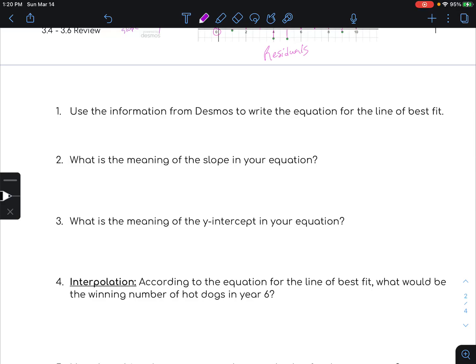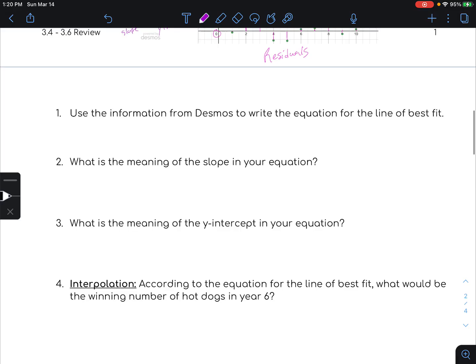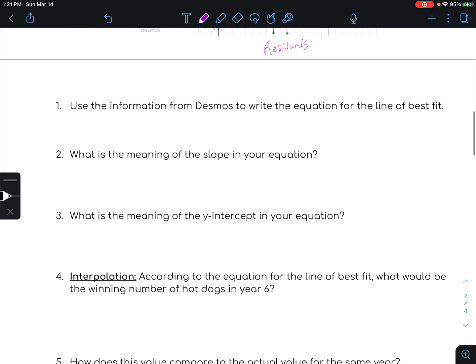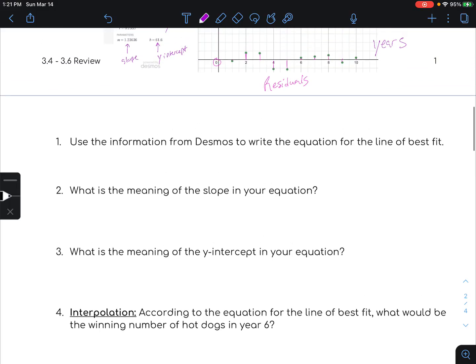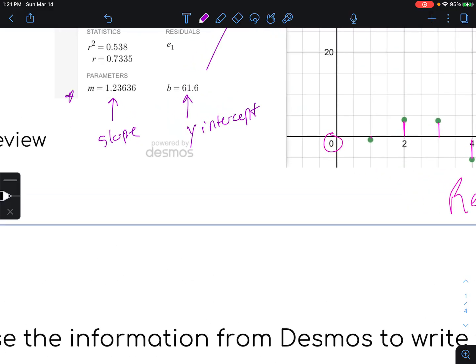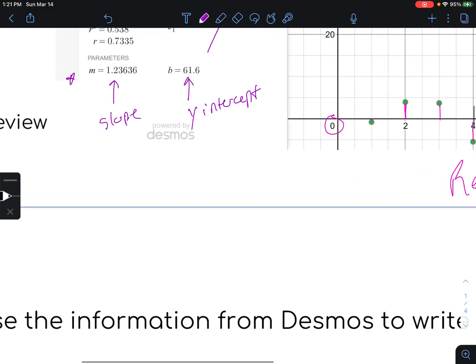Let's go ahead and now answer some questions about the scatterplot and residuals and line of best fit that we just did for the men's hot dog data, for the hot dog eating contest. Number 1, use the information from Desmos to write the equation for the line of best fit. So remember, we have that information right here with the slope and y-intercept.